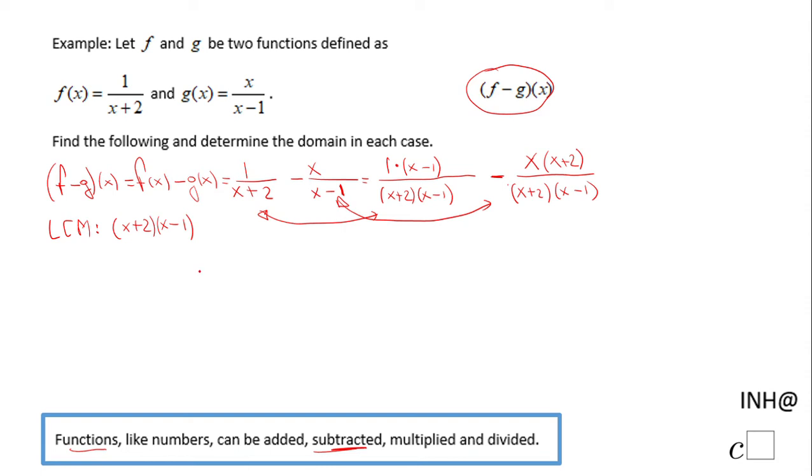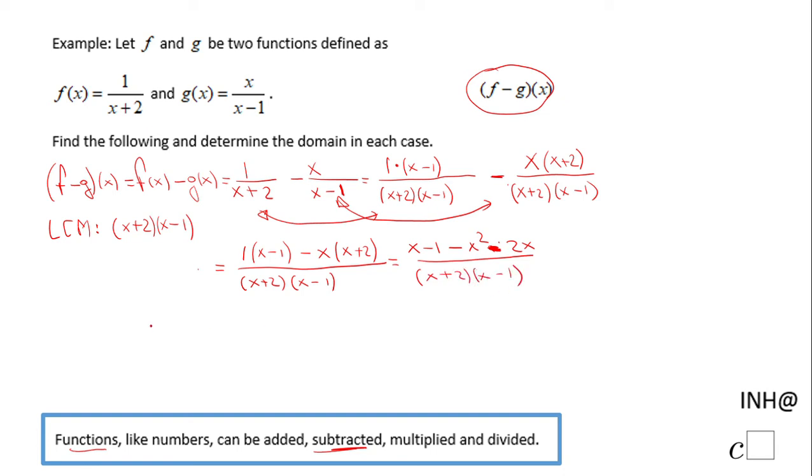So now we can subtract these two fractions. We have the same denominator of x plus 2 and x minus 1. And we can subtract now the numerators. So we have 1 times x minus 1 minus x times x plus 2. So from here we're going to do some simplification. And we have x minus 1 minus x squared minus 2x, I'm sorry. Okay, so be careful of the distributive property, over x plus 2 times x minus 1.